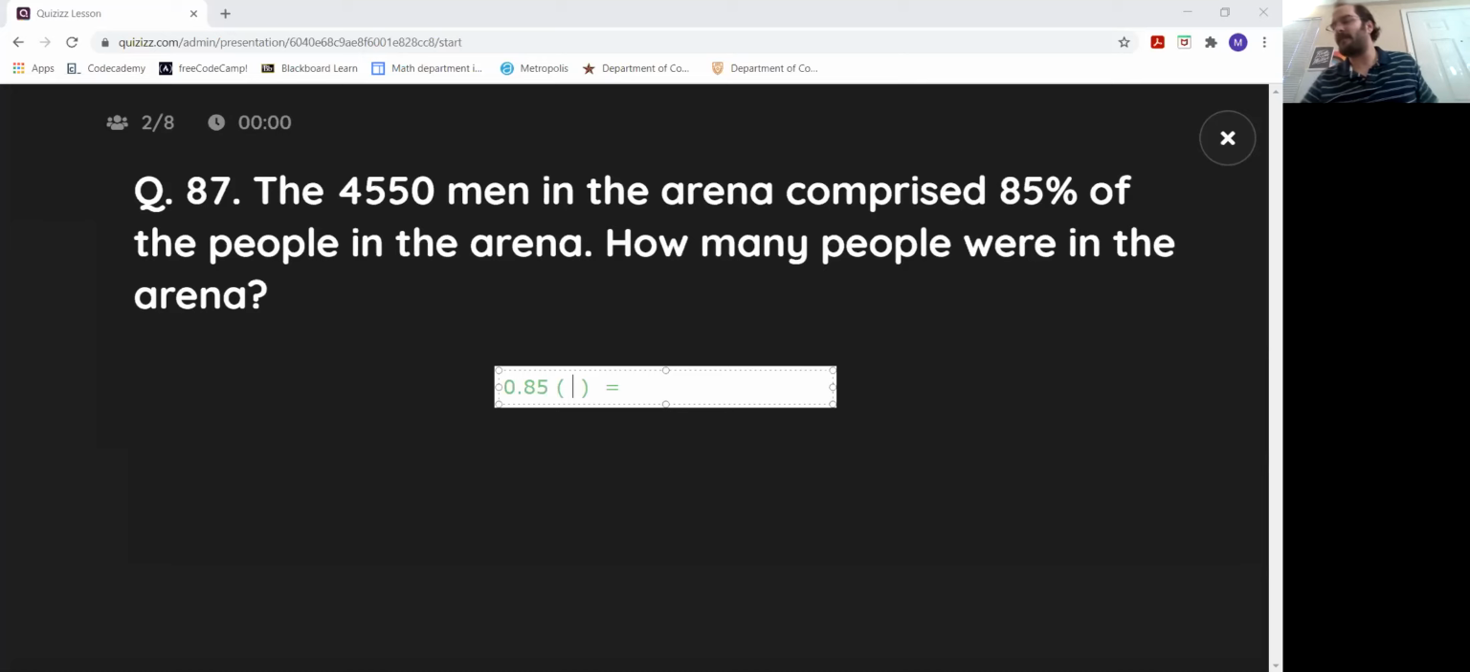So what could I use to represent the people in the arena if I don't know it? X. Yeah. And now this is equal to what? 4550? Does that help out a little bit? This is that one you have to do some back solving. So if we're going one way, what's the operation? If we want to go backwards, what's my operation?